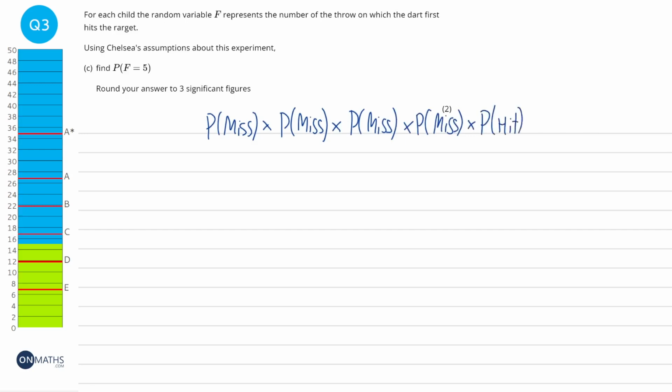Okay, so that probability of a miss we can work out because it's just 1 minus 0.35, which is the probability of a hit. So that's going to be 0.65, and we're timesing it by 0.65 times 0.65 times 0.65, so we can just do that to the power of 4, and then times the probability of a hit, so that's 0.35. And that is going to equal 0.0625 to 3 significant figures.